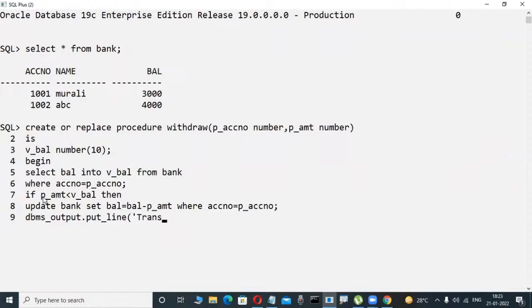Transaction successful. Don't worry about this one, just observe it here. Else, it's simple coding, some coding is there. And now check it out here. Insufficient funds, no, else insufficient funds.